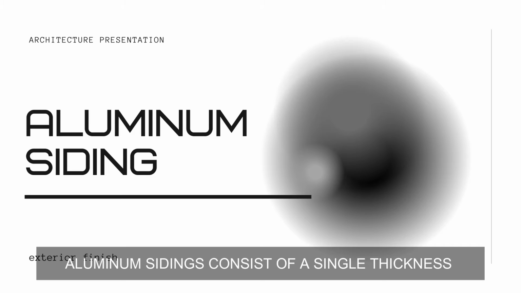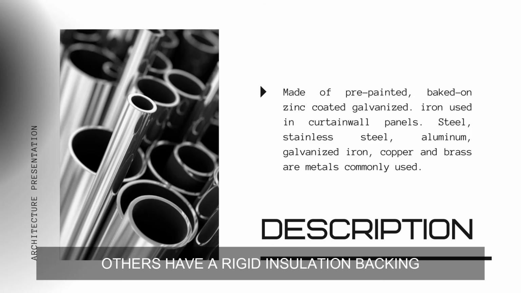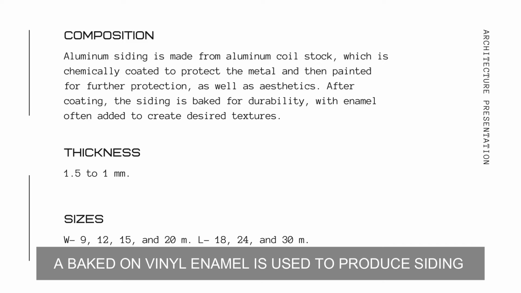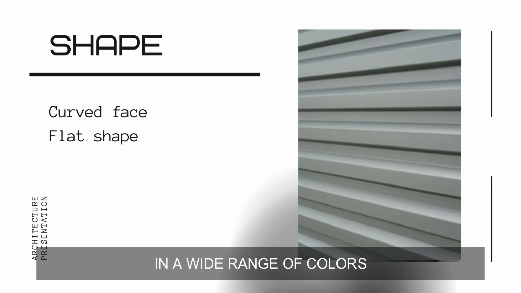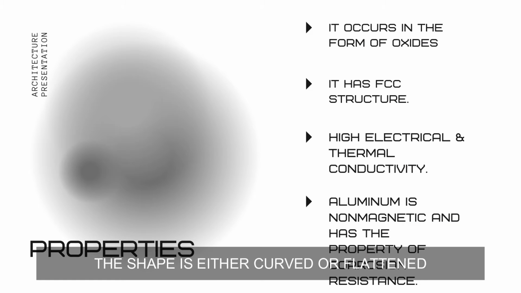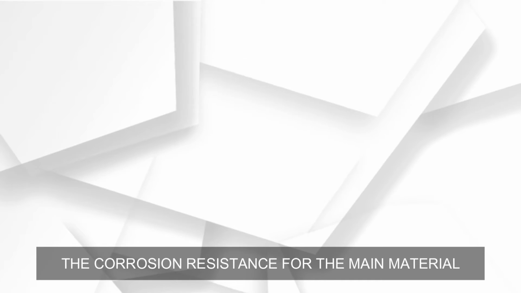Aluminum sidings consist of a single thick metal formed into a required shape. Others have a rigid insulation backing. In addition, a bake-on vinyl enamel is used to produce sidings with a permanently colored surface in a wide range of colors. The shape is either curved or flattened. One of the significant properties of it is the corrosion resistance, for the main material is aluminum, add the fact that it has an enamel coating.